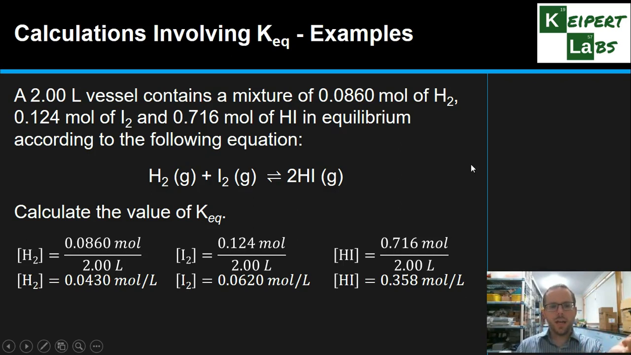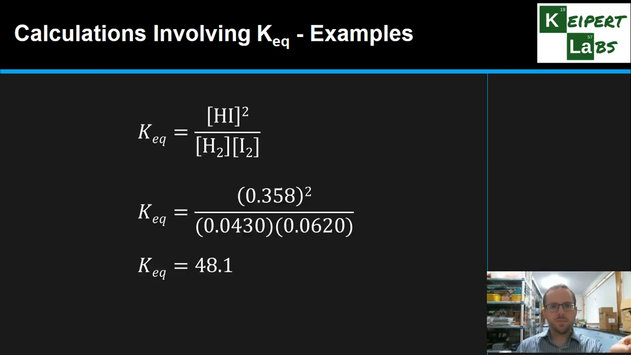Now what we need to look at is our equilibrium expression. We've got the product HI squared over H2 times I2. Each of these is to the power of 1 because we've only got a coefficient of 1. And now we substitute in the numbers that we know, the concentration of HI, of H2 and I2. We calculate these together and we get a value that's 48.1.